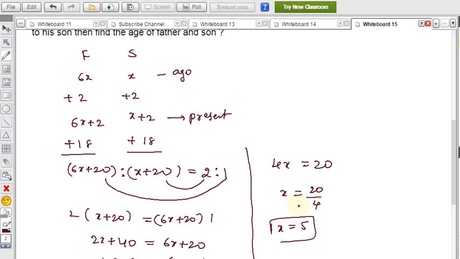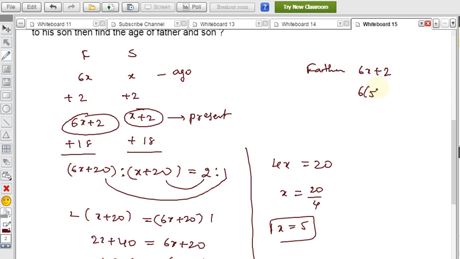Now we need to find the present age. So the present age conditions are 6x plus 2 and x plus 2. So the father's age is 6x plus 2, 6 into 5 plus 2, that is 32 years, and the son's age is x plus 2, that is 5 plus 2, 7 years. So we can see the relation in this way. Let us see one last problem on ages.